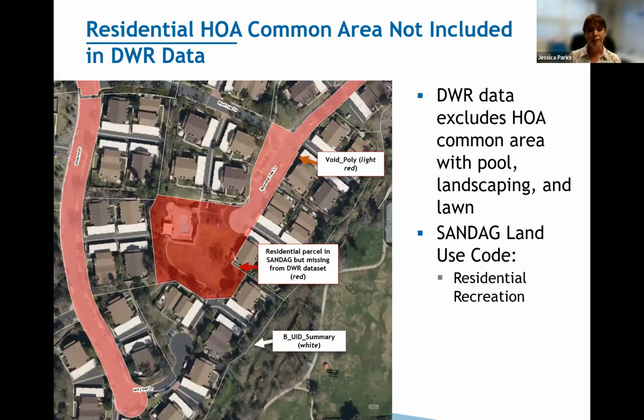I believe in previous workshops, other agencies have brought this up as well: these HOA common areas, where it's just a little piece of land that has some landscaping or a pool. The land is residential and the water is counted as residential, but here it's being excluded from the landscape area measurements for residential. So this will be another comment that we put in. Next slide.